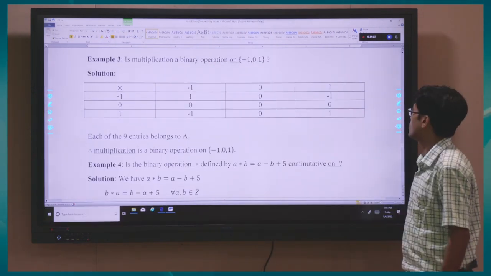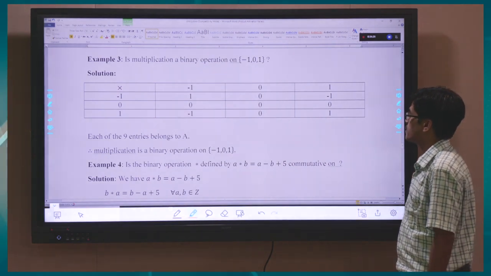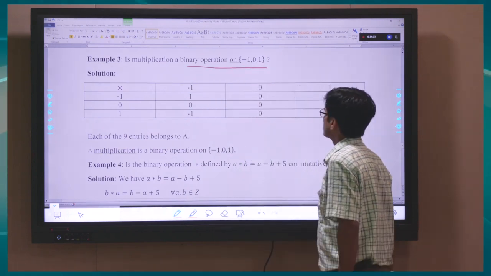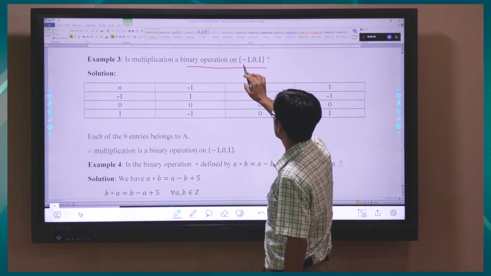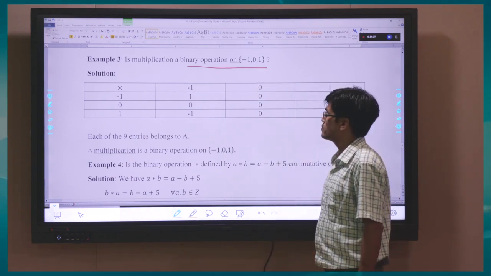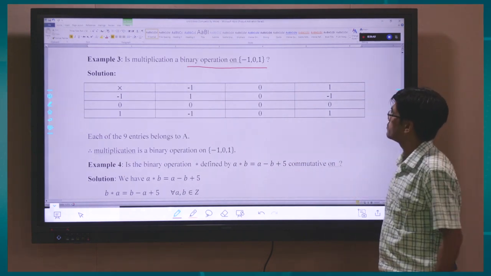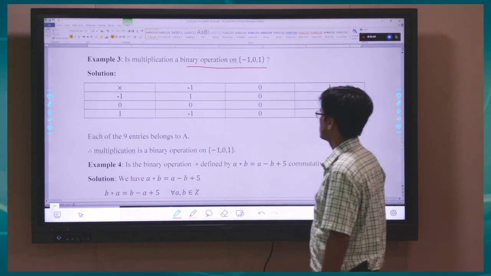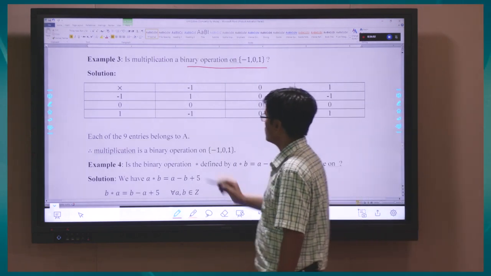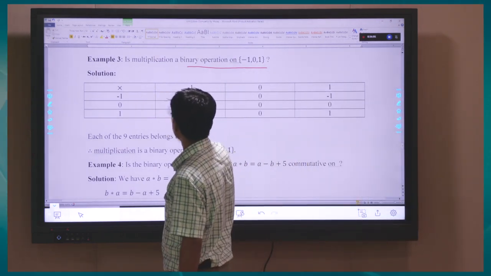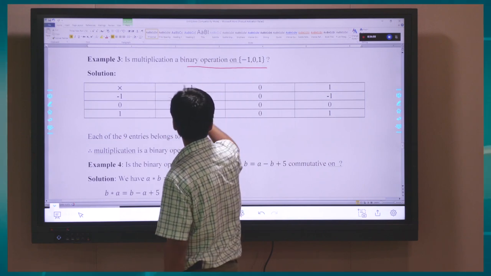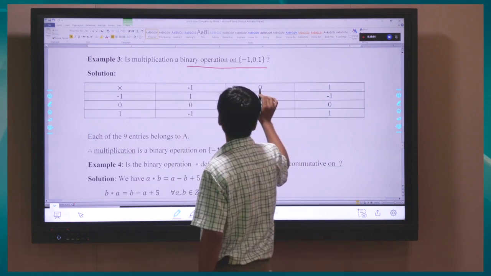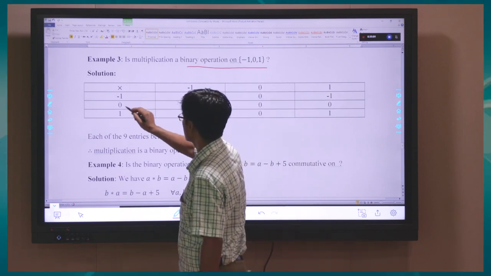Next, example 3: here we have to find whether multiplication is a binary operation on the set consisting of the elements minus 1, 0, 1. Now we prove this result with the help of a composition table or operation table. Here you see the elements of the set we put horizontally and vertically: minus 1, 0, 1, and vertically minus 1, 0, 1.